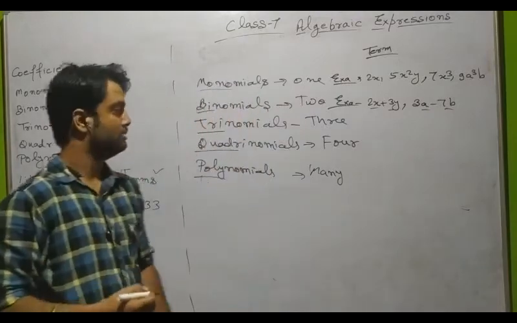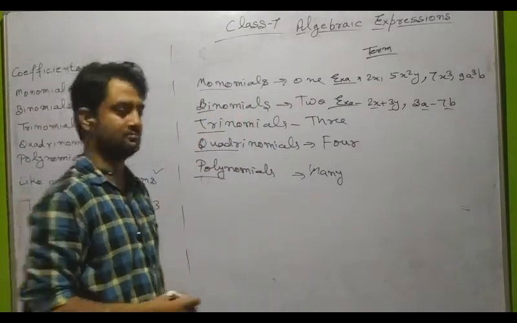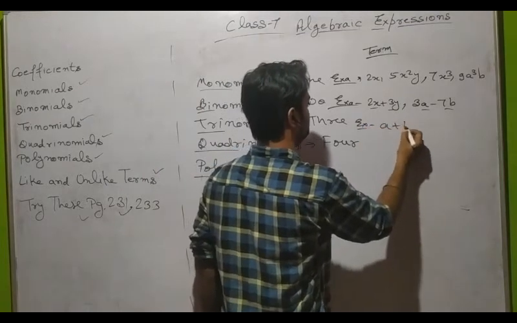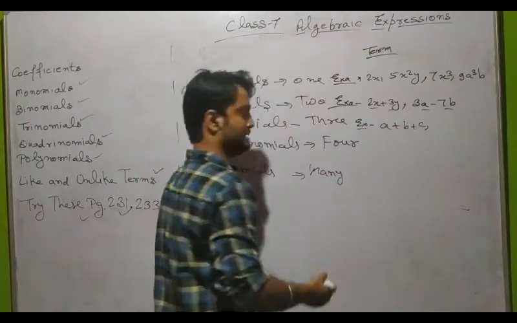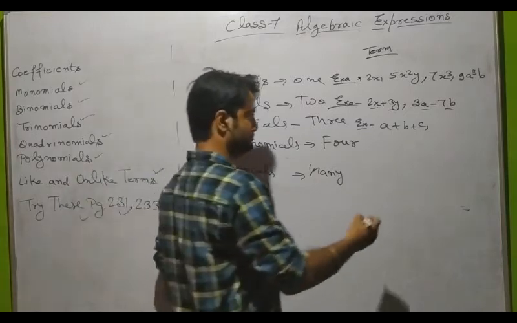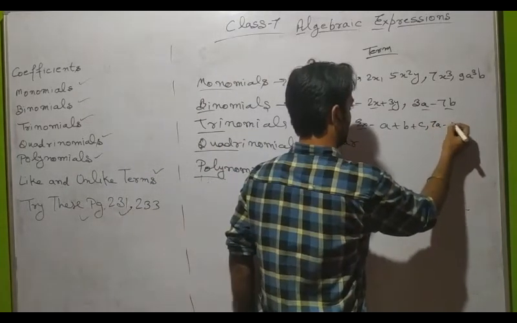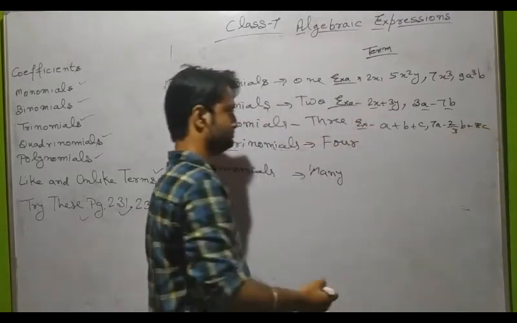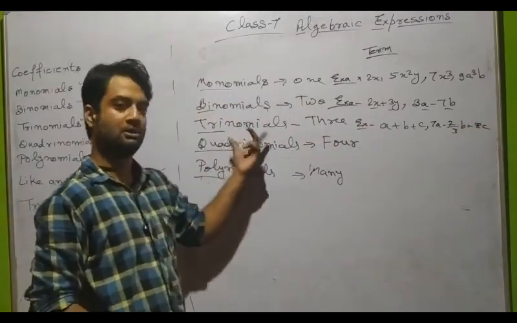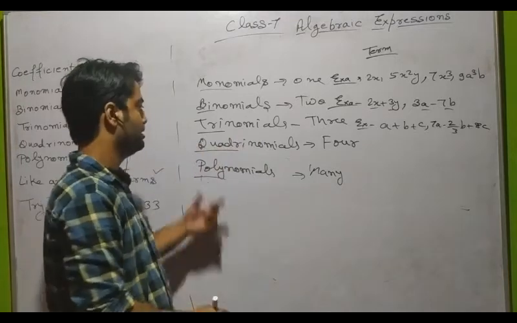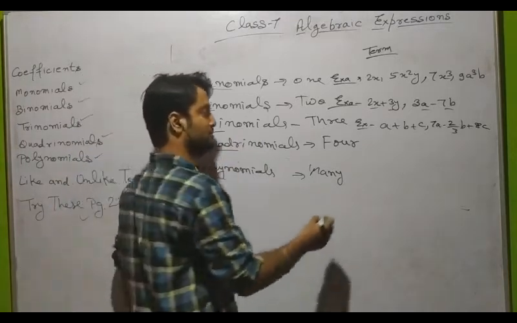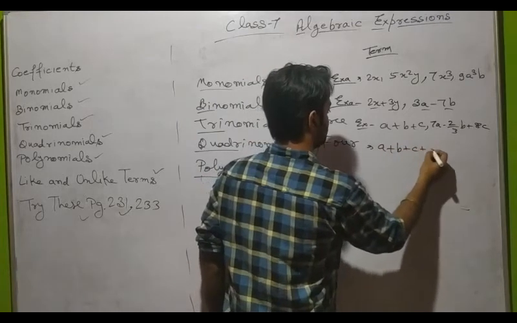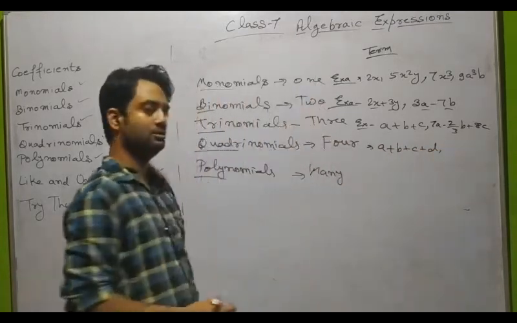Now trinomials have three terms. So a plus b plus c is a trinomial. 7a minus 2 by 3b plus 8c is also a trinomial because it has three terms. Now quadrinomials means four terms. So a plus b plus c plus d is an example of a quadrinomial.